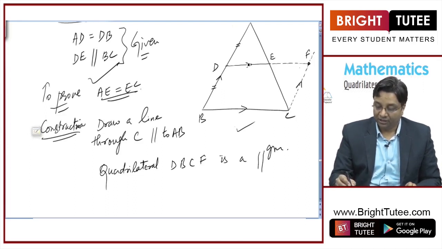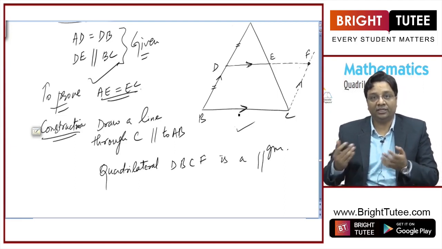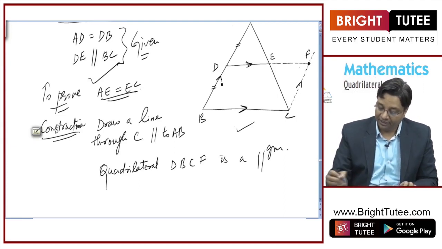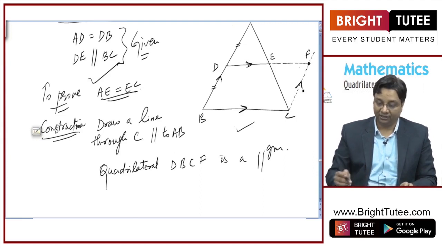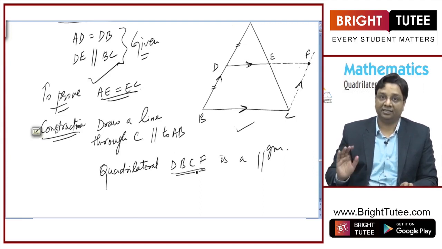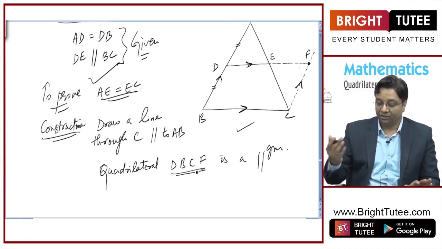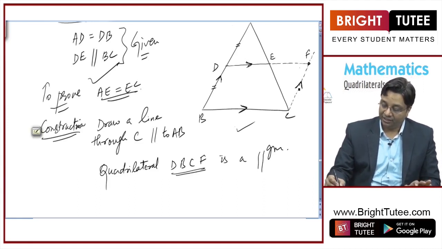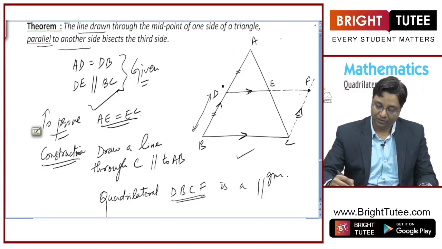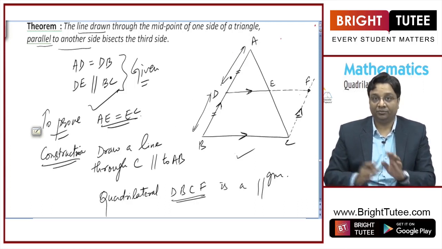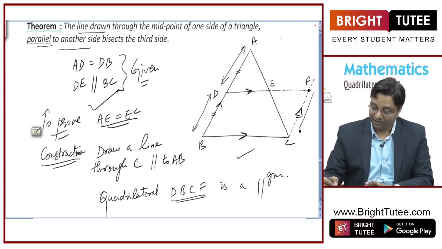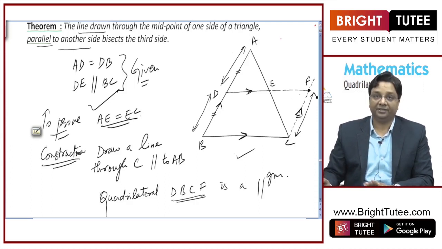Why? Because opposite sides are parallel. This side is parallel to this side. This is already given, and this side is parallel to this side by construction. So I can say that this quadrilateral is a parallelogram. Now it will meet all the properties of a parallelogram. So I can say DB is equal to FC. Number one, DB is already equal to AD. By the properties of parallelogram, I can say it is also equal to FC.